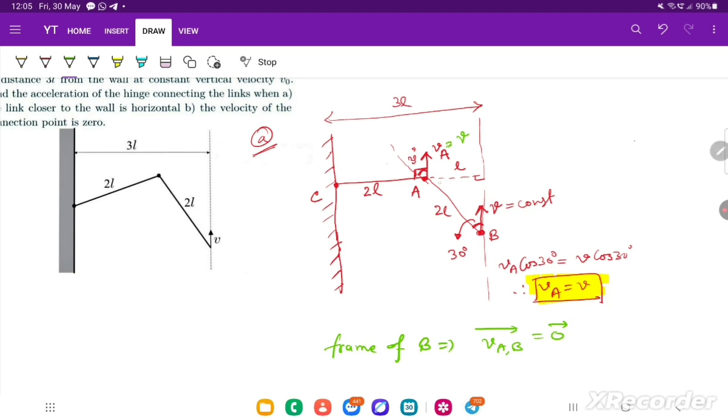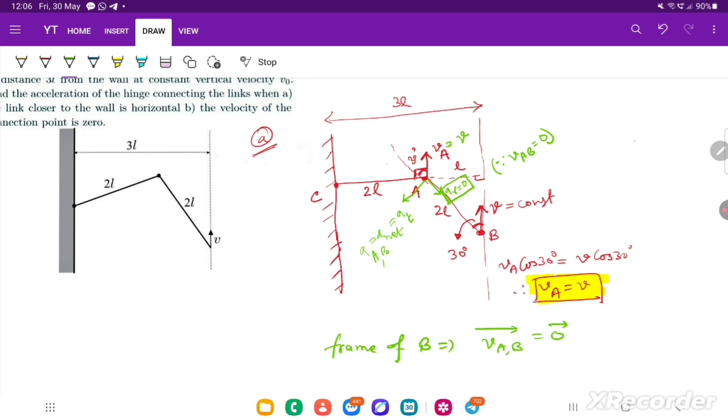So I am claiming that A's acceleration could have two components of acceleration. This is in the frame of B, right? One is radial, another is tangential. So I am claiming that this radial acceleration will be 0, as VAB is 0. But tangential acceleration may have a non-zero value. So its net acceleration is the tangential acceleration. That much I can say. So I can write this AT as A net. And A net means acceleration of A with respect to B.